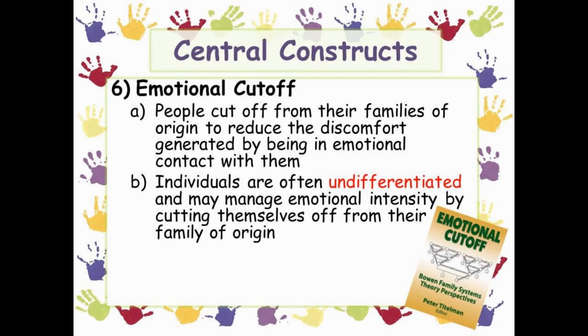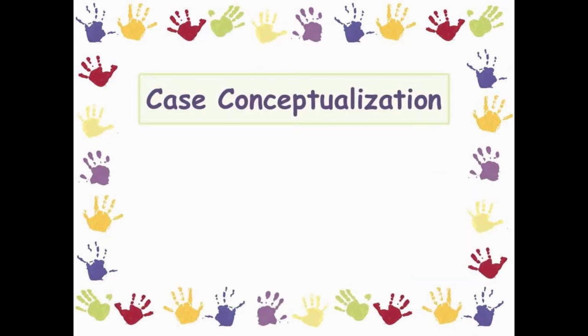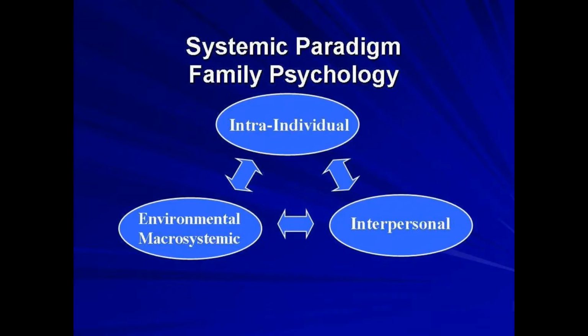Now, because we've already reviewed case conceptualization, I won't spend time discussing it now, but we will continue to look at the family psychology paradigm of intra-individual, interpersonal, and environmental macrosystemic tiers throughout our discussion of family systems models.